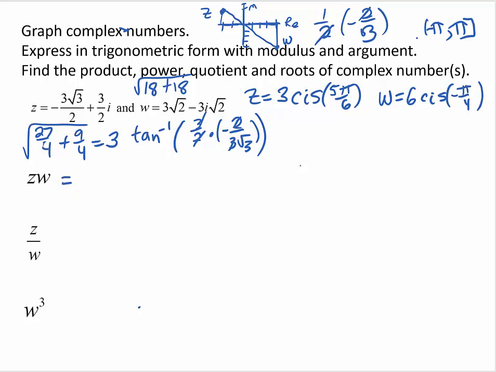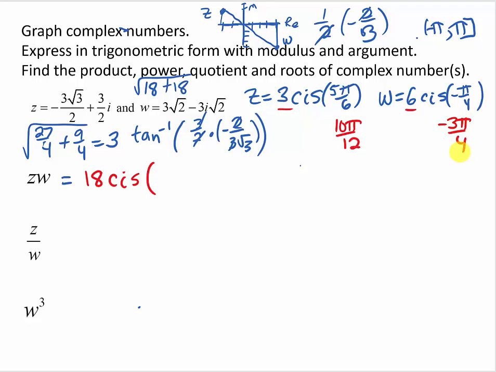So what I'm going to do is multiply the 3 and the 6, 18, CIS. I need to add the arguments. So 5 pi over 6 minus pi over 4, and I'll go ahead when I write it down and convert them. In fact, maybe I'll write it down here. I'm converting them to a common denominator of 12ths so I can see how to deal with them. So multiply those by 2, multiply these by 3.